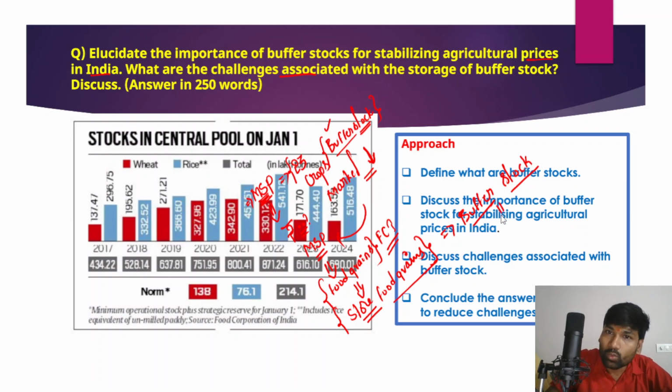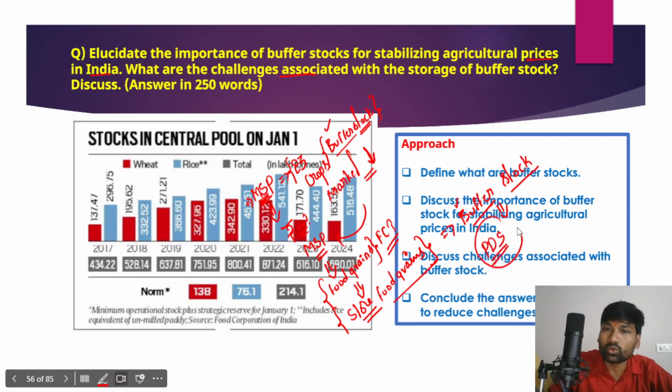Now why has the government been building these buffer stocks? What is the advantage of this buffer stock? So the government will distribute these food grains through the public distribution system and through the fair price shops to the people who are below the poverty line, thereby ensuring food security for the people.